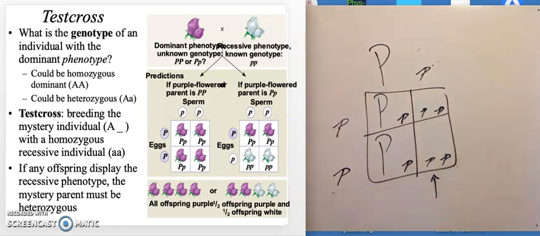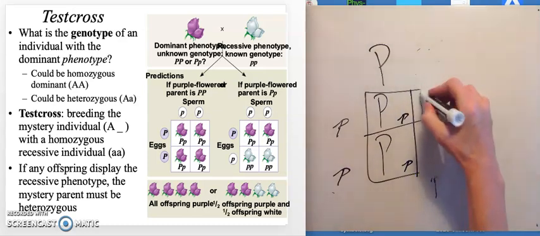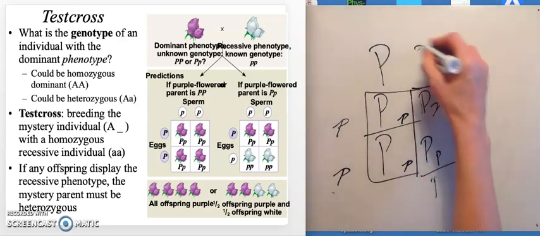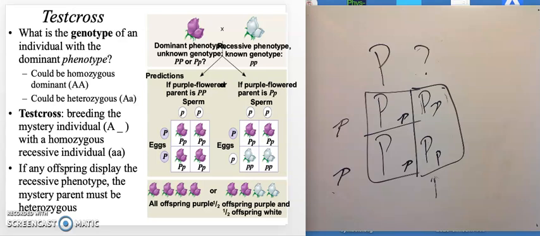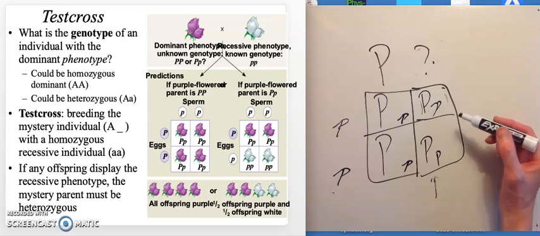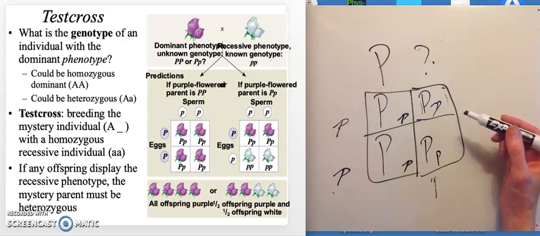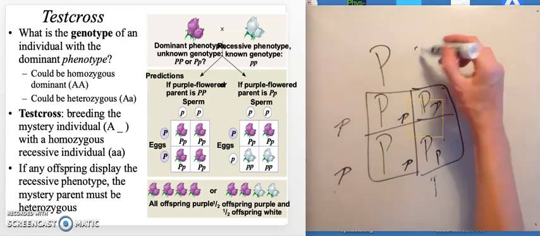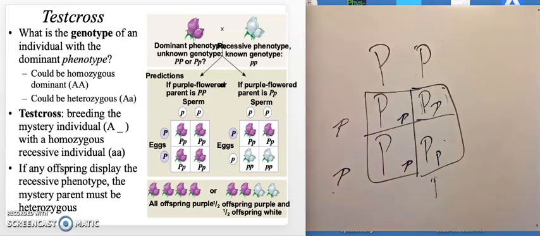If we do the cross and all of the offspring have the dominant phenotype, okay, that gives us evidence that this parent up here is likely homozygous dominant. But it depends on how many offspring we produce, right? If we get just one offspring with the dominant phenotype, that's not enough to tell us for sure that this parent is homozygous dominant. If we do 1,000 crosses and get 1,000 offspring and they all have the dominant phenotype, that gives us pretty strong assurance that this parent is homozygous dominant.